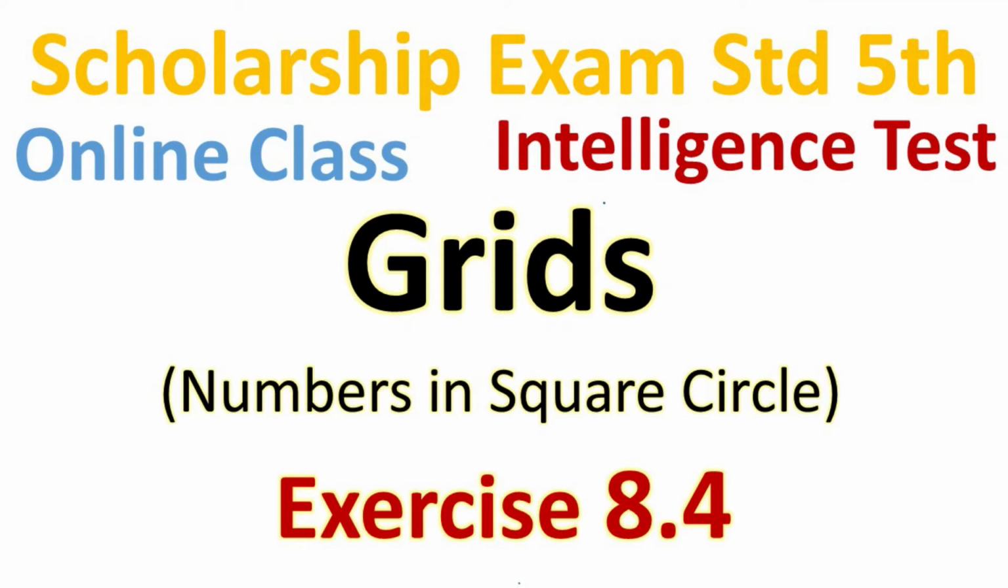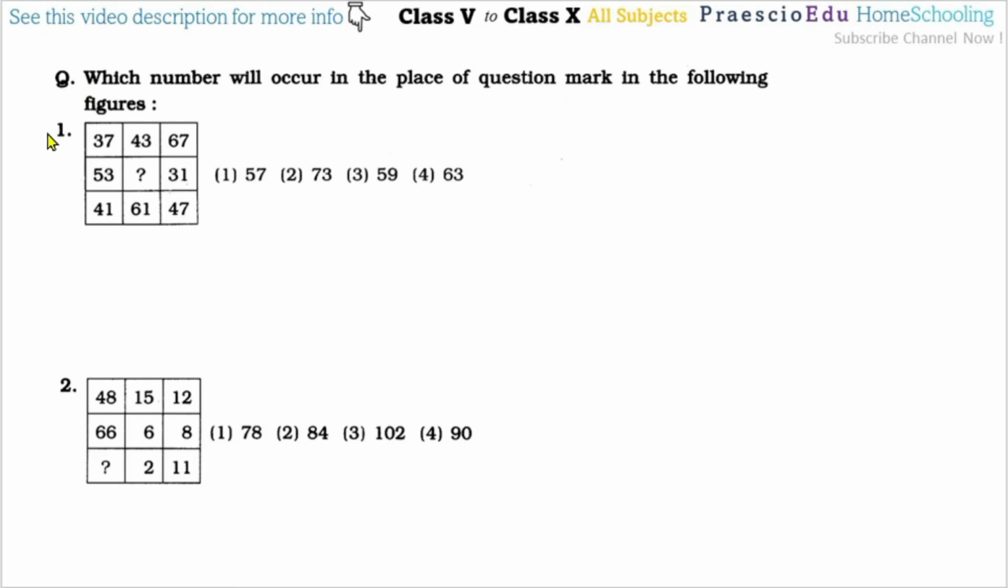This is the scholarship exam standard 5th online class, subject intelligence test, and the topic is grids. Now in this one we are going to see exercise 8.4, which is available in our Navneet digest. In the exercise there is question number 1, and before this there are common instructions: which number will occur in the place of the question mark in the following figures. So question number 1 is there.